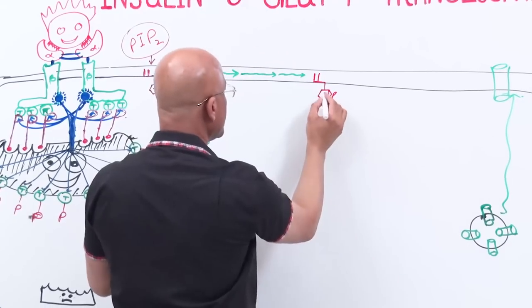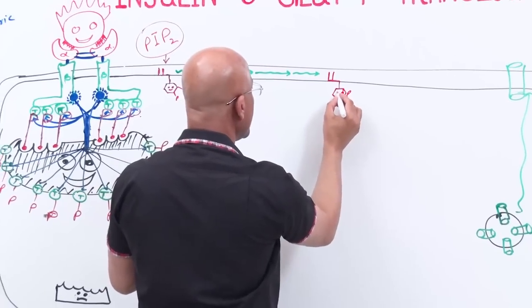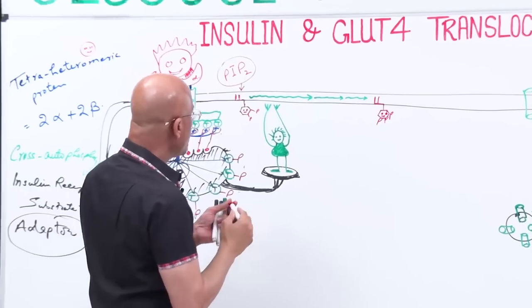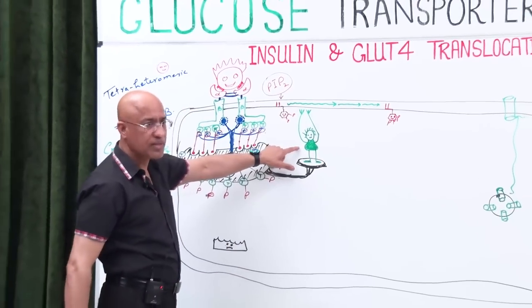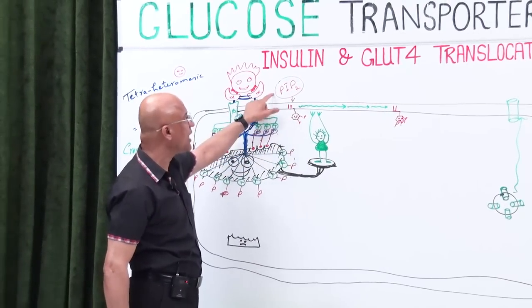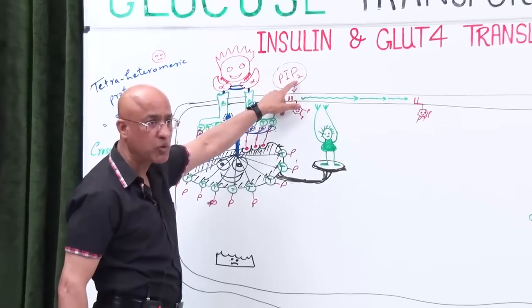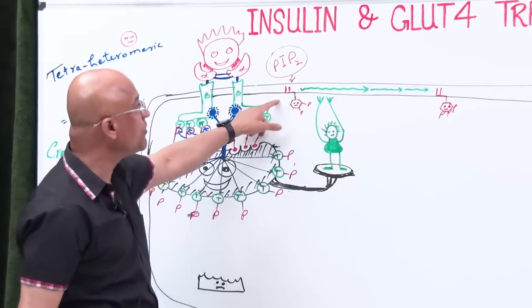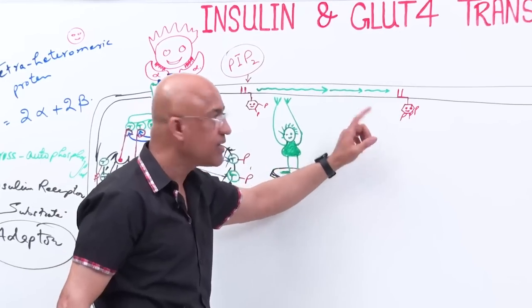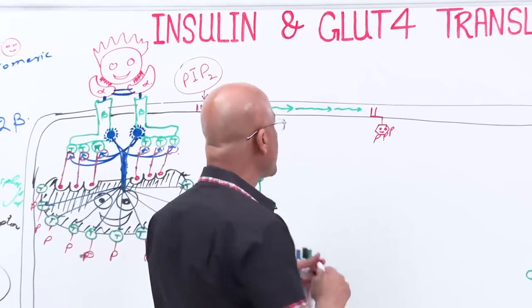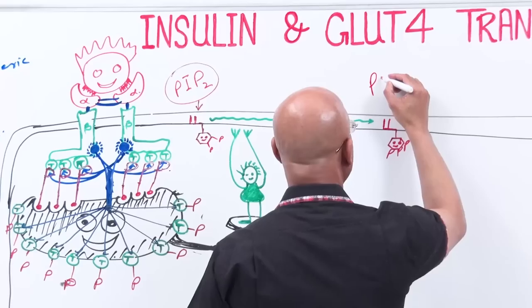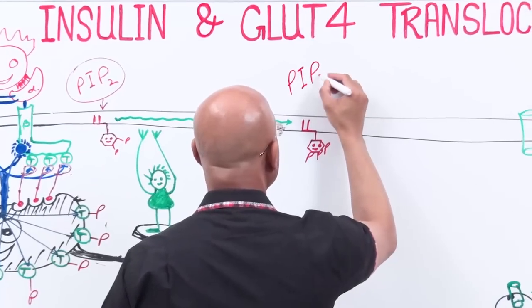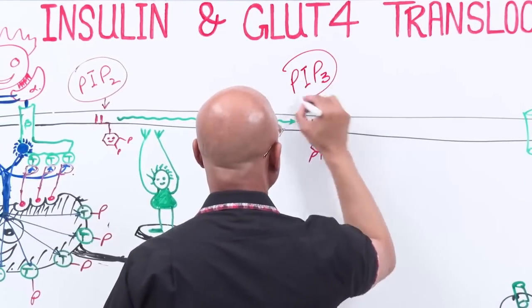Triphosphate. Now it is having three phosphates. So what is the function of this enzyme? It will attack the phosphatidyl inositol diphosphate molecule present in the cell membrane and phosphorylate it in such a way that it converts into a substance called phosphatidyl inositol triphosphate, right? PIP3.